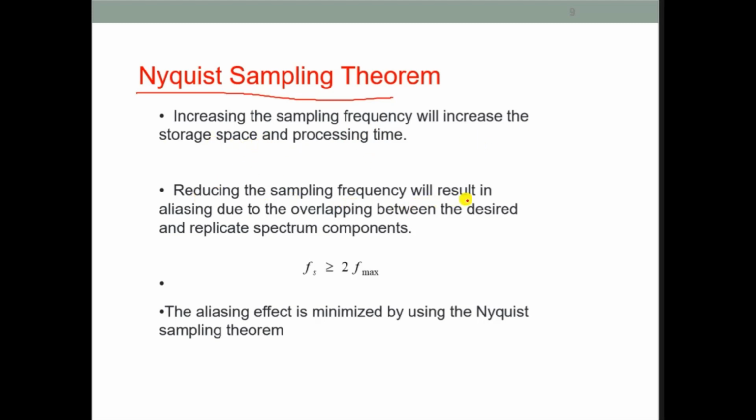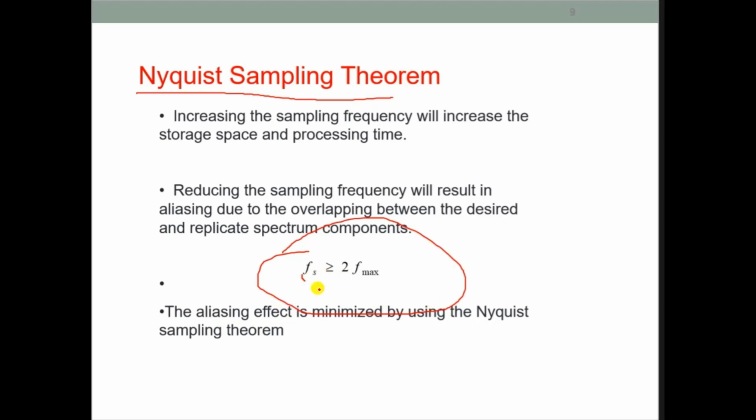Reducing the sampling frequency will result in aliasing due to overlapping between the desired spectrum and the replicated spectrum components. What it means is that you will create other signals that you don't really want. So when you sample, you must make sure that the sampling frequency is at least 2 times the maximum frequency. So the aliasing effect is reduced by this theorem.